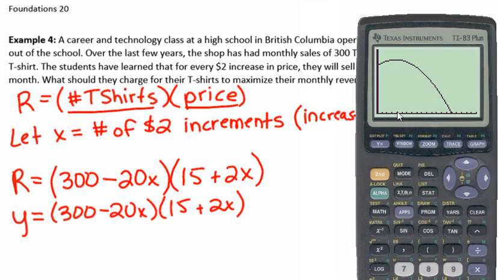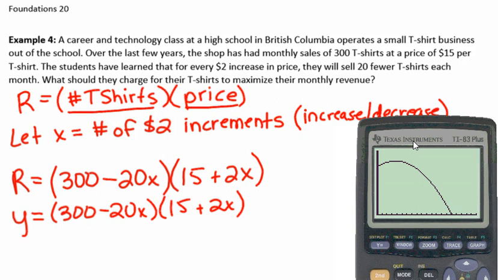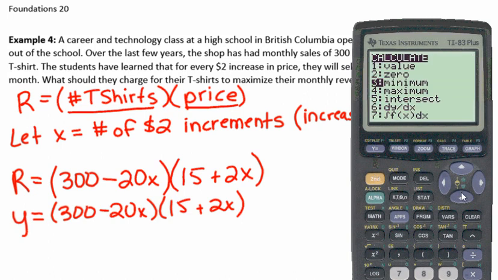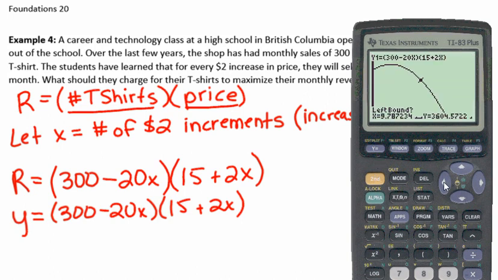And the question was asking, what should they charge for their t-shirts to maximize their monthly revenue? So what's our X value when our Y value is the highest? So let's find our max value here, which will be our vertex. So calculate our max value. So we need to go to the left of our highest point. Anywhere over here, yes, we're left. Now we go to the right side of that point and guess. So it says our max point is when my X is 3.74.